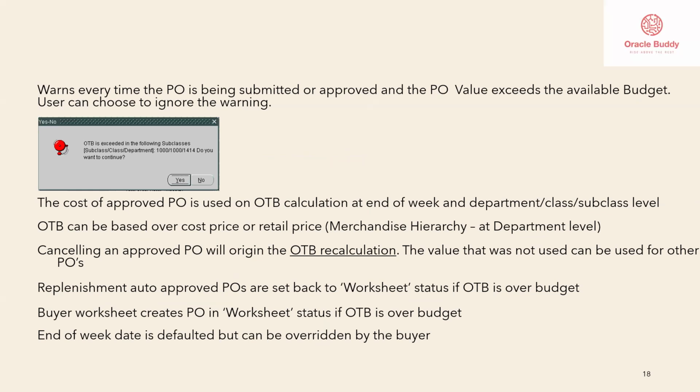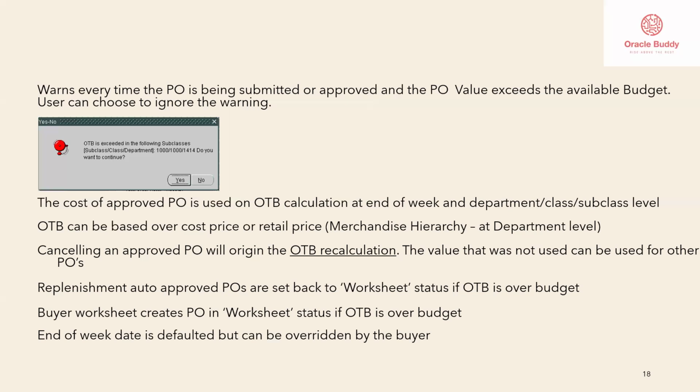Then if you want to continue, you have to press yes, or otherwise no. The cost of approved PO is used on OTB calculation at the end of week at department class subclass level. OTB can be based over cost price or retail price. Cancelling an approved PO will originate the OTB recalculation. The value that was not used can be used for other POs.